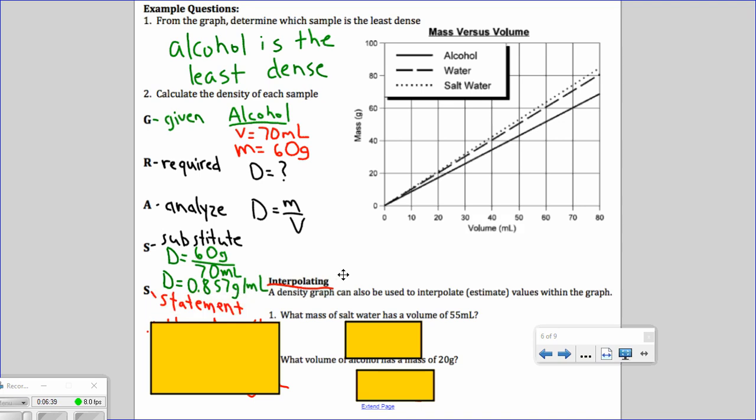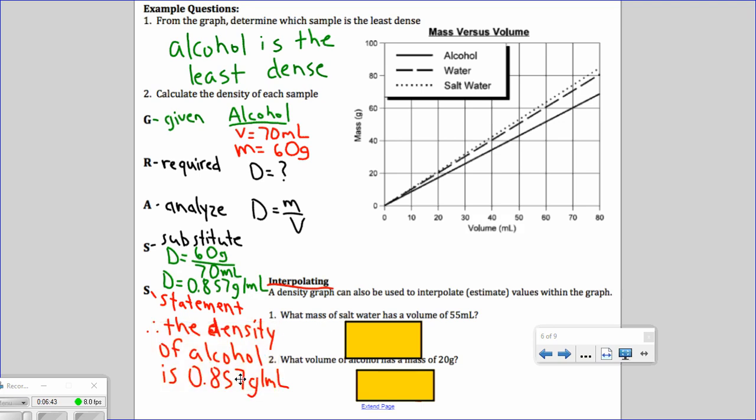And then the last part of the GRASS is the therefore statement. So we can say, therefore, the density of alcohol is 0.857 grams per milliliter. So we can calculate the density of the rest of our objects, the water and the salt water. You can do that on your own.